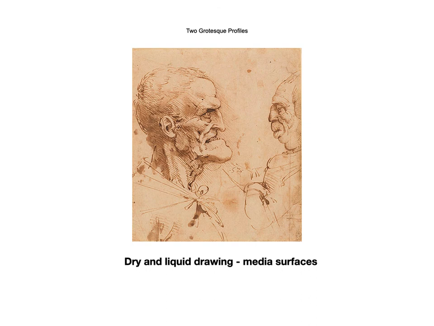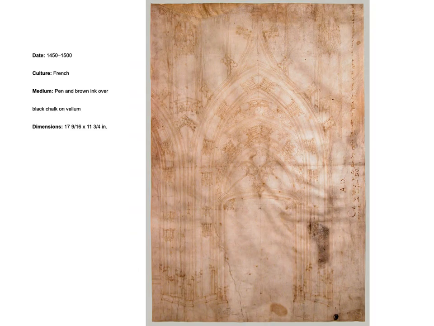So we talk about dry and liquid drawing. So those drawings we've been exploring are dry. This one is liquid. In other words, ink was used to create this drawing of two grotesque profiles. This is pen and brown ink over the top. It also has black chalk on vellum, and it's an architectural drawing.